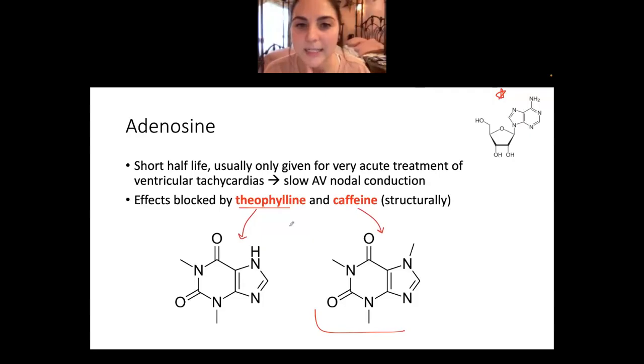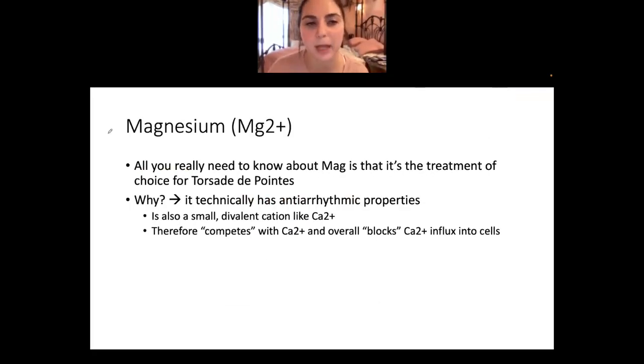But regardless, with adenosine, it's only usually given when someone comes in the ER and they're feeling really not great. You give them adenosine. It's going to slow conduction. They're going to feel a lot better. So you only give it for very acute treatments because it doesn't last that long. It gives you a little bit of time to buy more time to figure out what you want to give the patient.